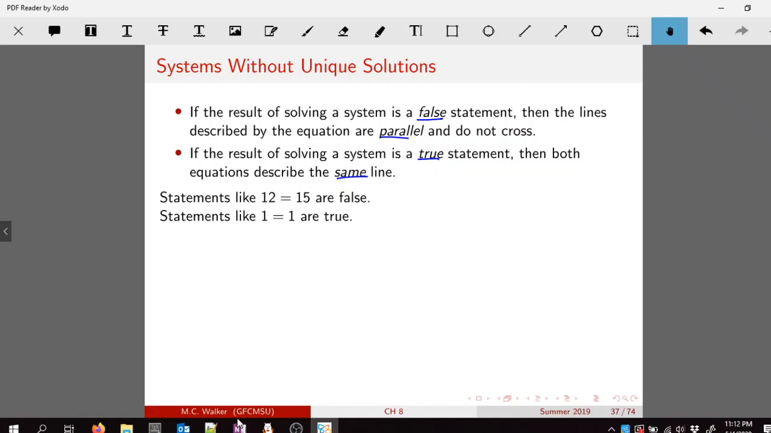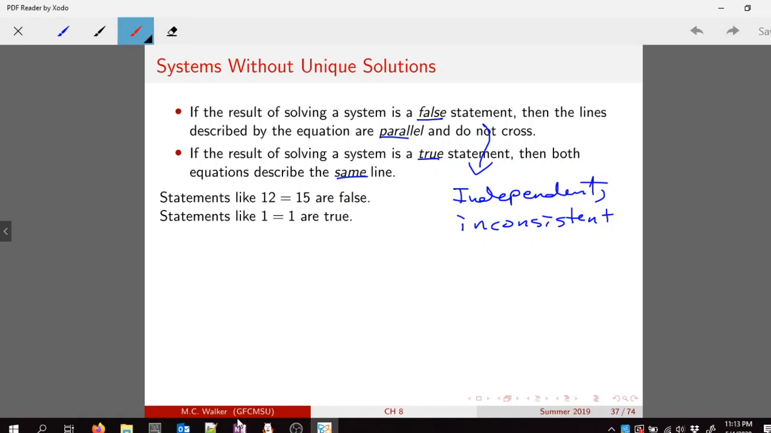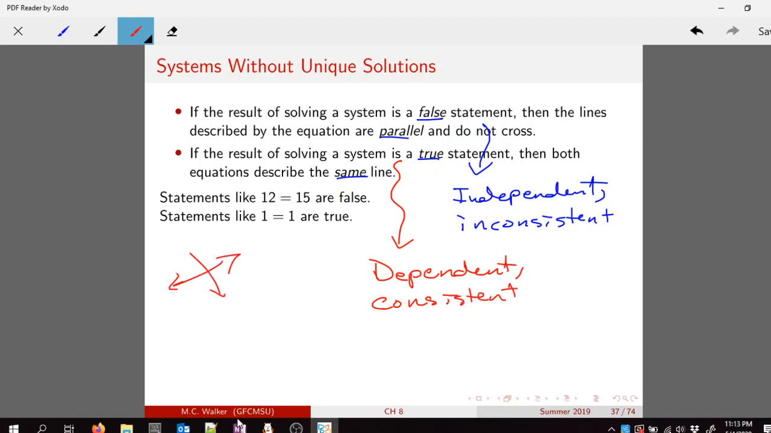And when we have this false statement and parallel lines, that's independent but inconsistent. And when we have a true statement, that's dependent but consistent. Otherwise, when we have the situation where they just cross once, that's independent and consistent.